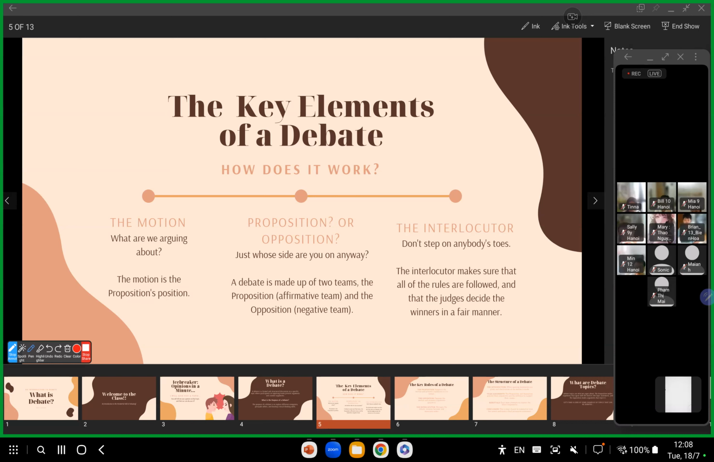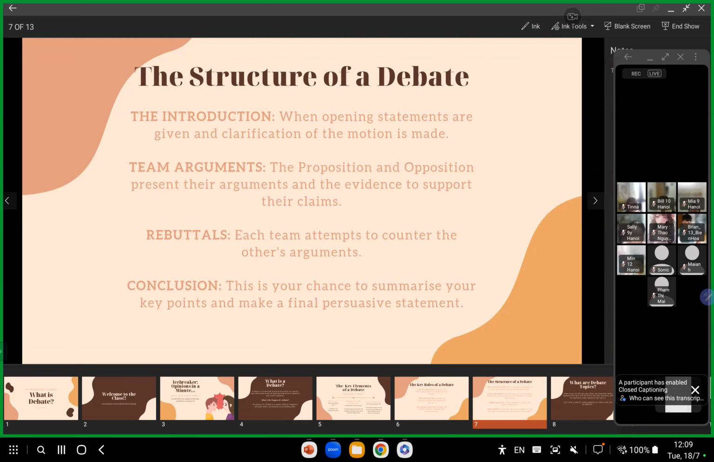Okay, so next up, we learned how a debate generally goes. So we have 4 main parts of a debater's argument. We have the introduction, and that is where we make our first opening statements and we make sure that everybody understands what they're arguing about. Then we've got the team arguments, and that's where each team take their turns at presenting their arguments and giving the evidence to prove their arguments are correct.